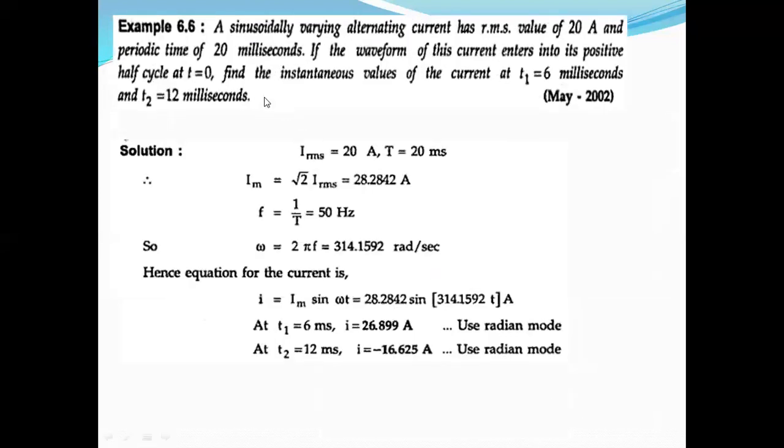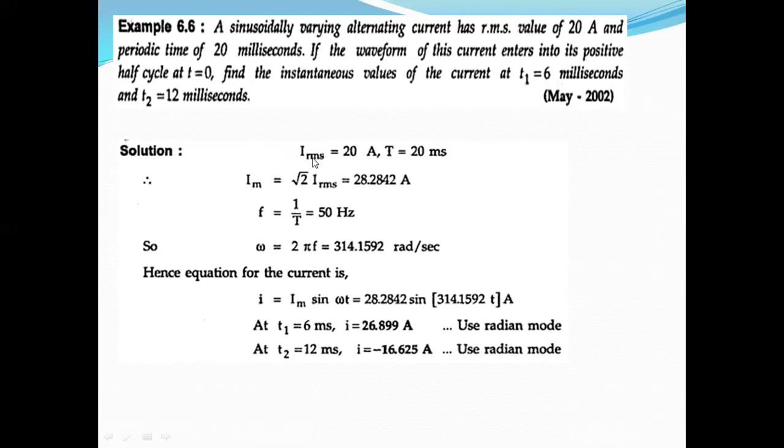The next example is here. A sinusoidally varying alternating current has an RMS value of 20 ampere and a periodic time of 20 milliseconds. If the waveform of this current enters its positive half cycle at time t equal to 0, find the instantaneous value of the current at t1 equal to 6 milliseconds and t2 equal to 12 milliseconds. So we have to find simply the instantaneous value at time t equal to 6 milliseconds and t equal to 12 milliseconds.